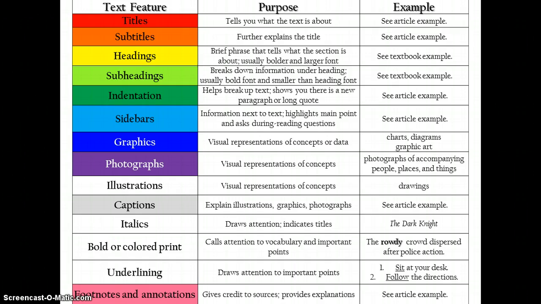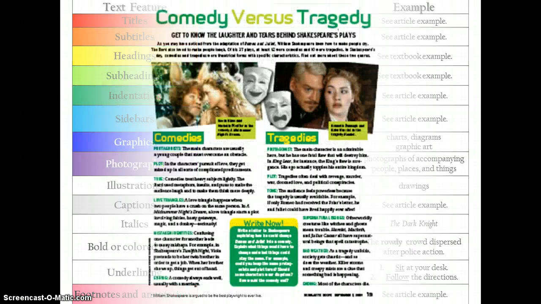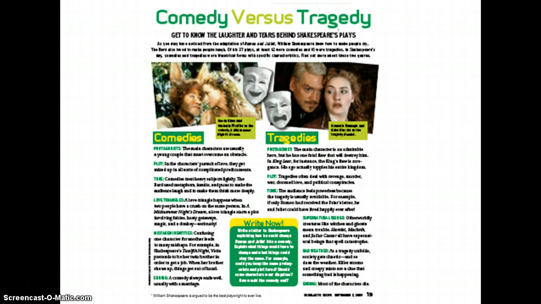Welcome back. Now what we're going to do is look at some of these external text structures in action and think about how they impact a text. So go ahead and flip your note sheet over. You should see an article that looks like this, Comedy versus Tragedy. Get to know the laughter and tears behind Shakespeare's plays. What I'd like for you to do is, using that same color scheme that you just used to code the front page of these notes, go ahead and try to identify the different external text structures that are used in this article. Pause the video and come back when you're done.